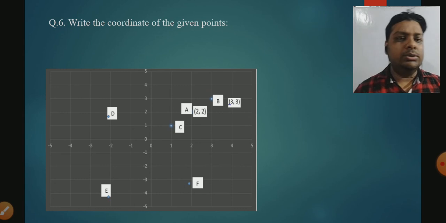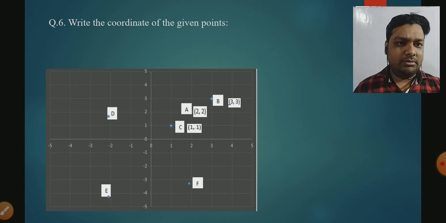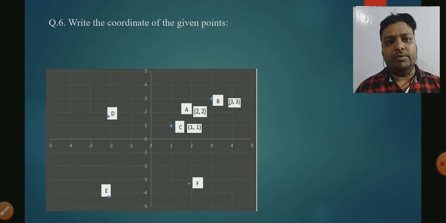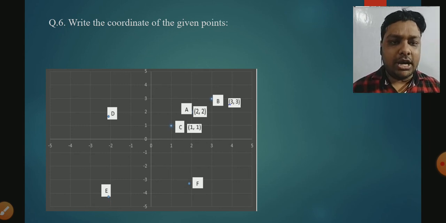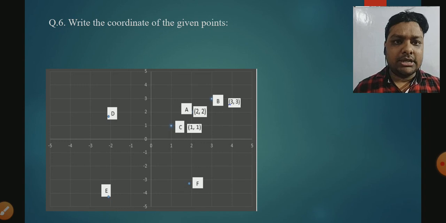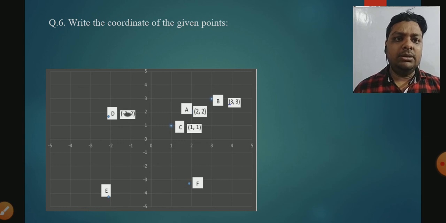Now point C. Here you can see again 1 and 1: on the x-axis 1 and on the y-axis 1. So point C will be 1 and 1. Okay students. Now point D. At first we will see the x-axis: x-axis minus 2 and y-axis 2. So this point will be minus 2 and 2.